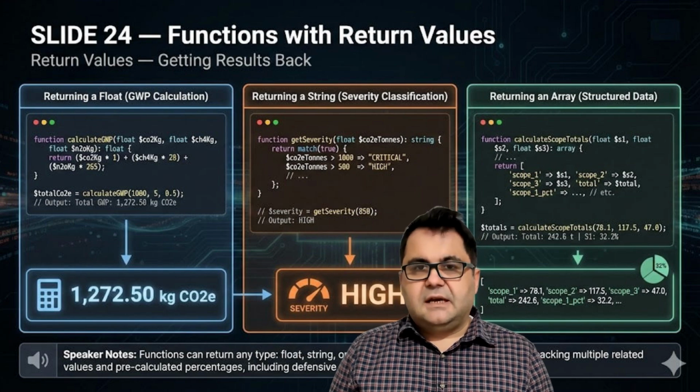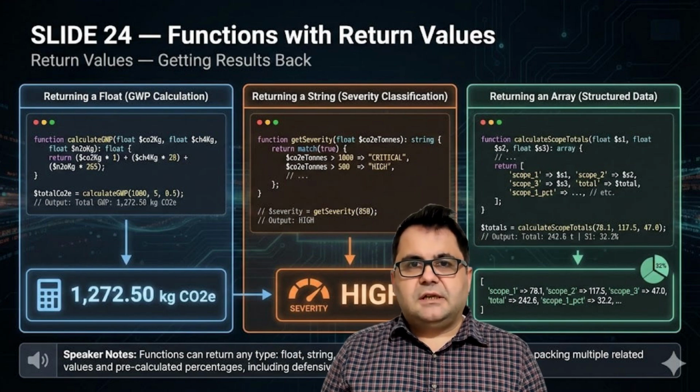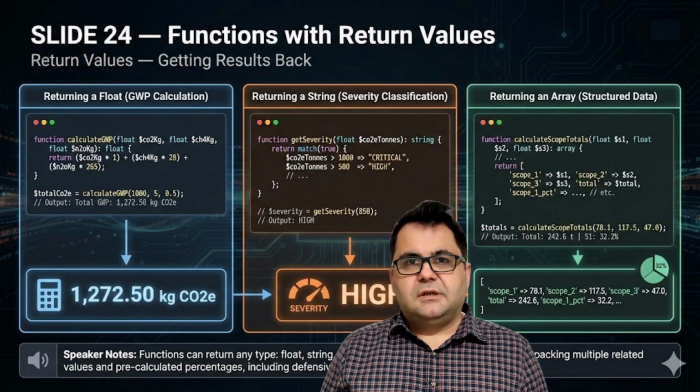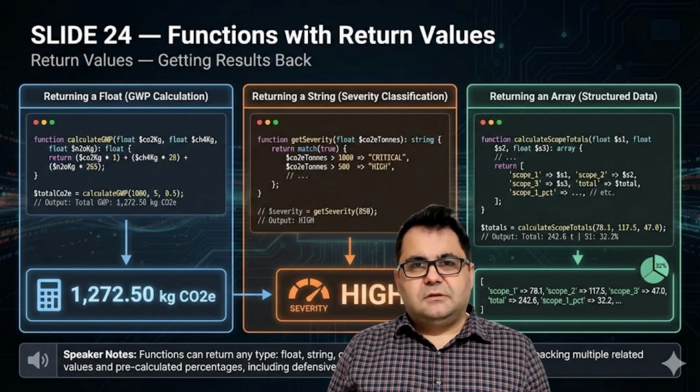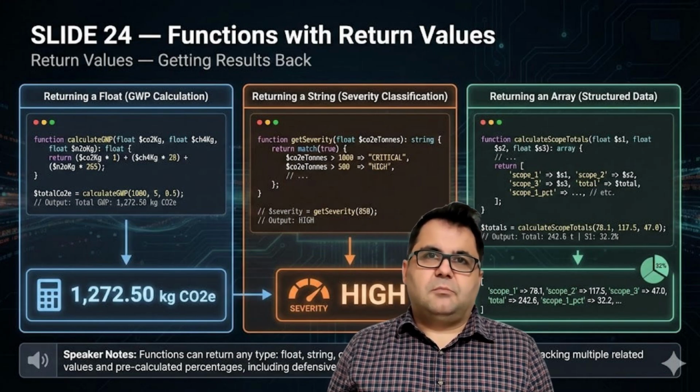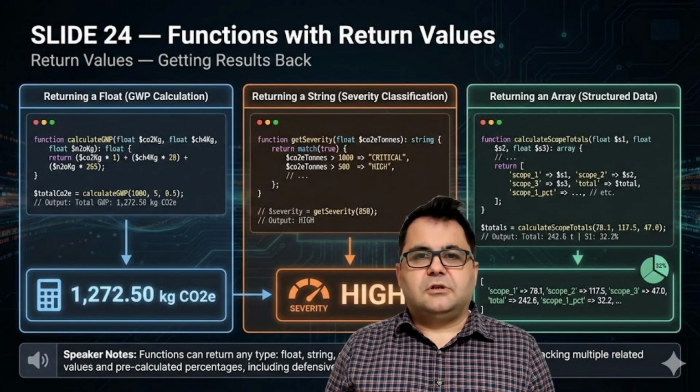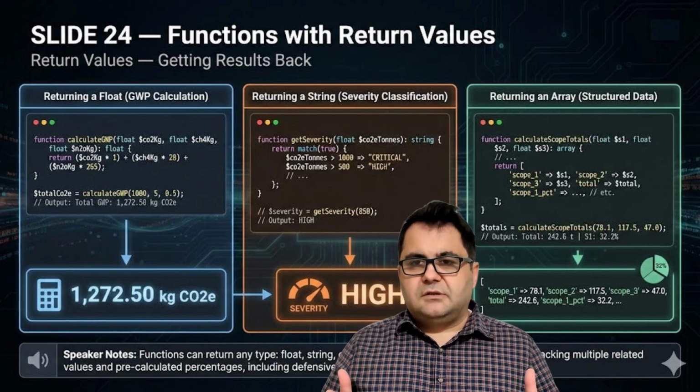Functions can return any type. The GWP calculator returns a float. The severity classifier returns a string. The scope totals function returns an array with multiple computed values. Returning an array is a powerful pattern. It lets a single function compute and return multiple related values.